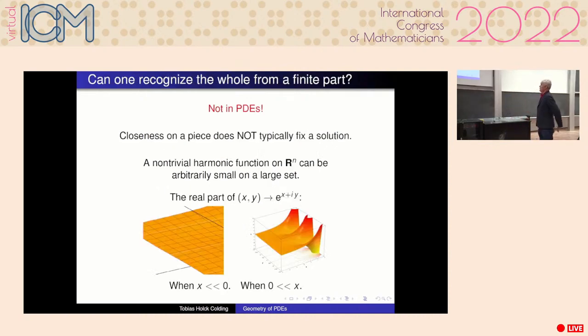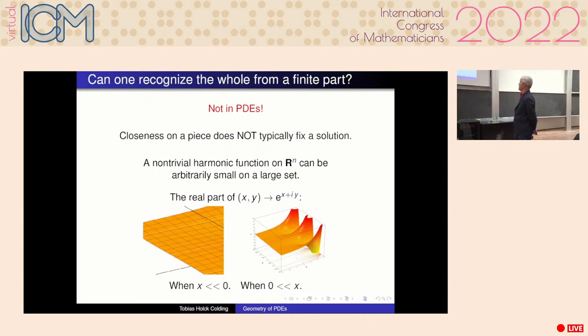And so you can ask this question more generally: can you recognize the whole from a finite part? And this is not at all typical in PDE. So in this example here, we take a simple harmonic function on R2. I just take the complex exponential function, and I take the real part of that.